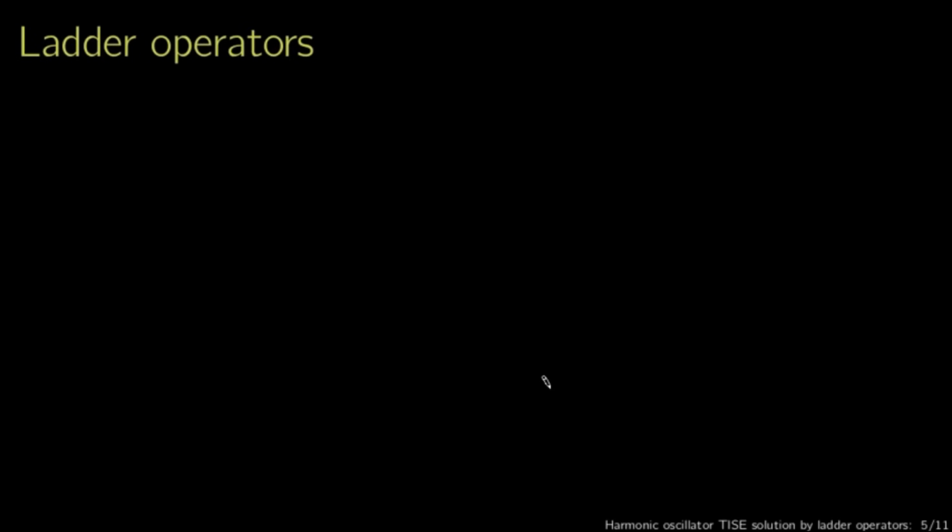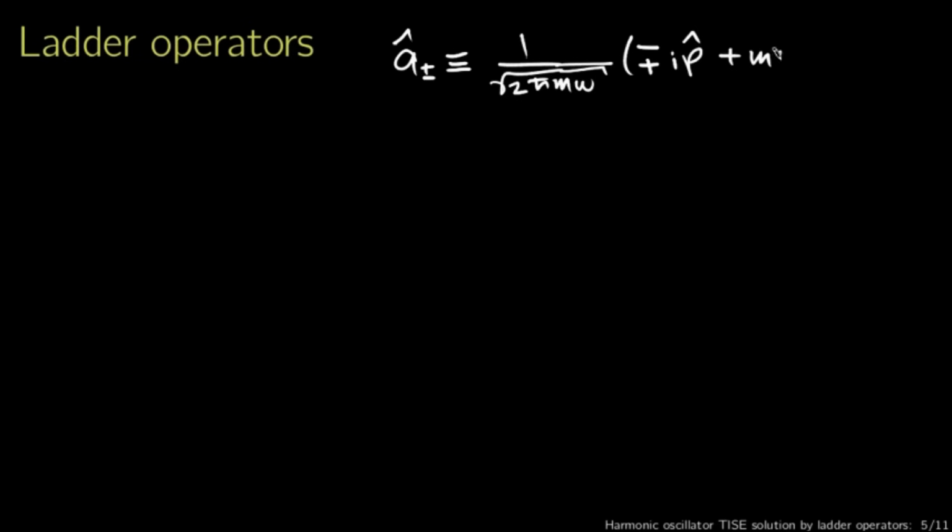These things are called ladder operators, and they're traditionally defined, just to make the notation a little bit simpler, as a hat, and there's either a plus or a minus on this. Let me draw this a little bigger. A hat, plus or minus in the subscript, and these are defined to be 1 over the square root of 2 h bar m omega. The constant just makes things nicer overall. Times minus or plus i p hat plus m omega x, where this is now the position operator x hat. So this is the traditional definition.